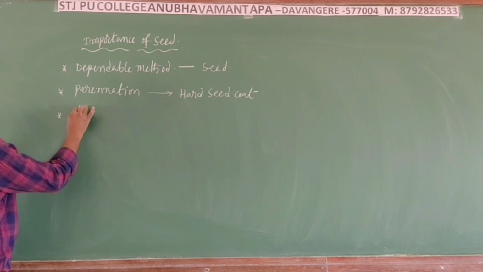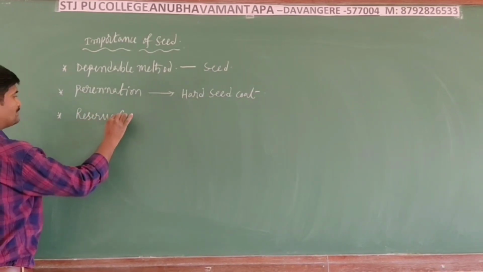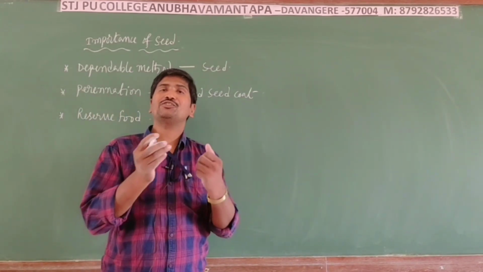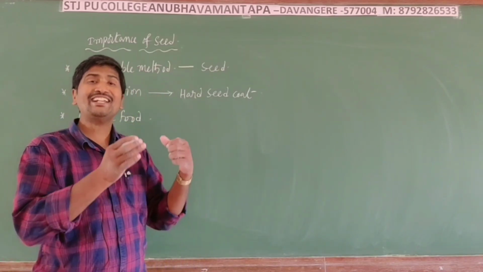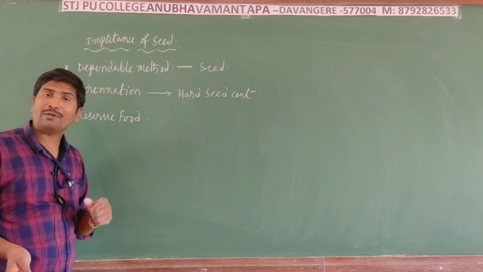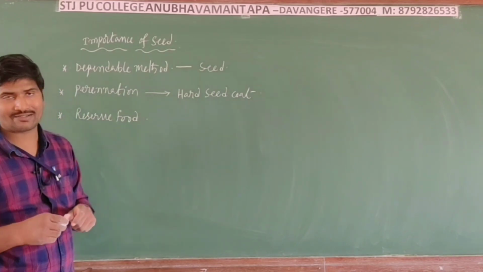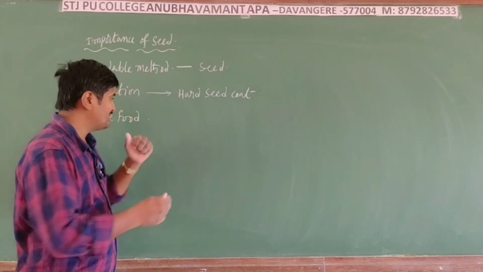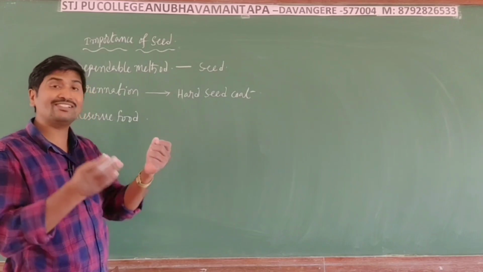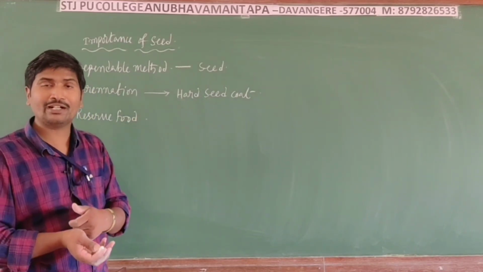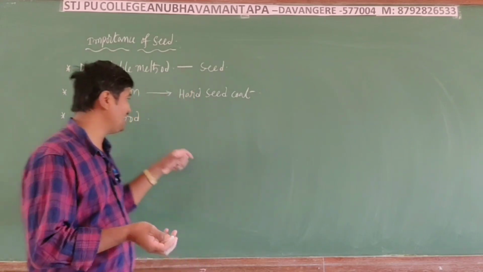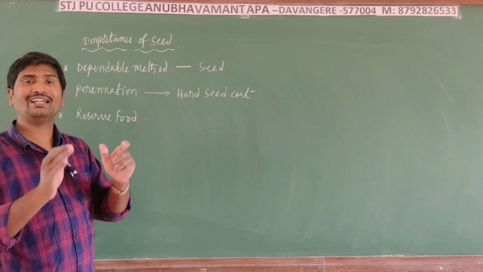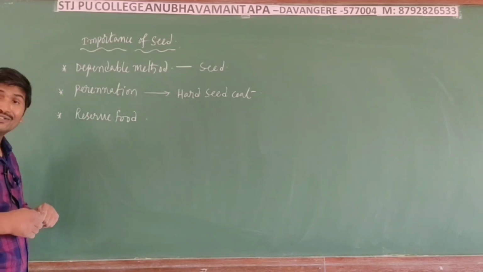Next one, reserve food. See here, generally the cotyledons are the storage of the food material. So during initial seed germination, the seedling plants utilize food from the cotyledons. The cotyledon is one of the parts of the seed. In the initial stage of seed germination, cotyledons are green in color, because they also play an important role in photosynthesis. In some of the seedling plants, food material is utilized from the cotyledons. That's why the cotyledons store the reserve food material.